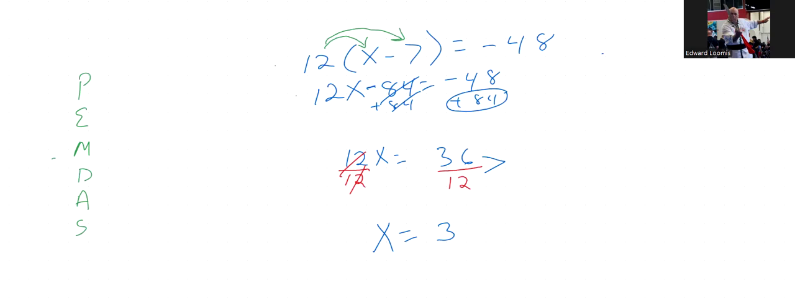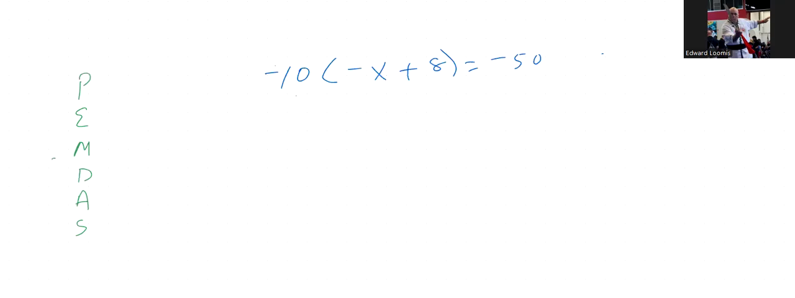Let's do one more, and then we're going to call it a day. Okay, I want you to do this last one: negative 10, parentheses, negative x plus 8, close the parentheses, equals negative 50. Take a few minutes and work on this one.